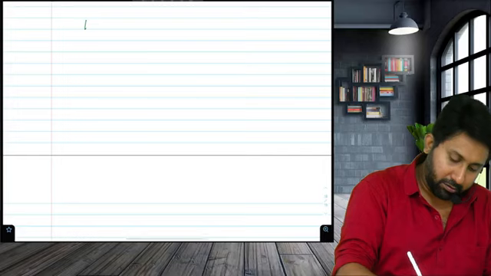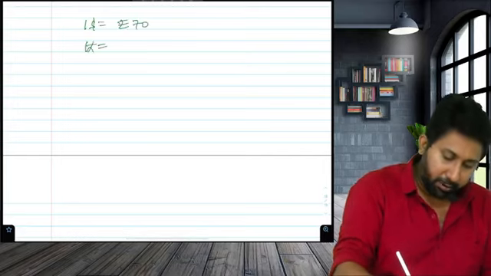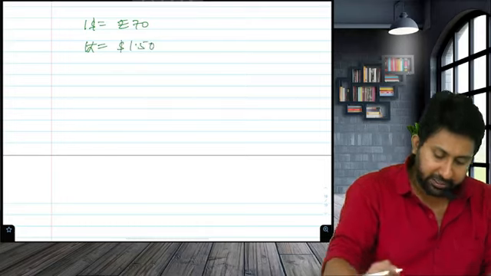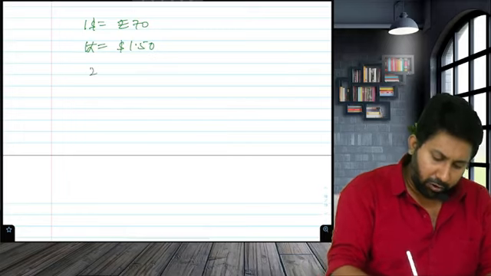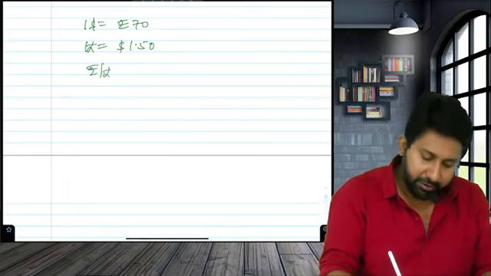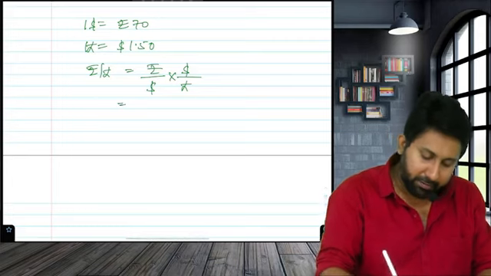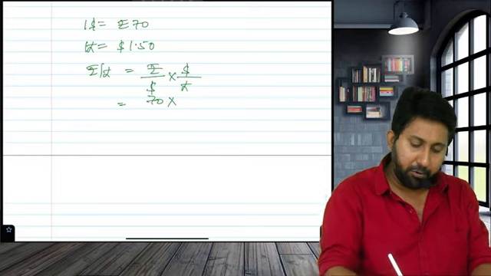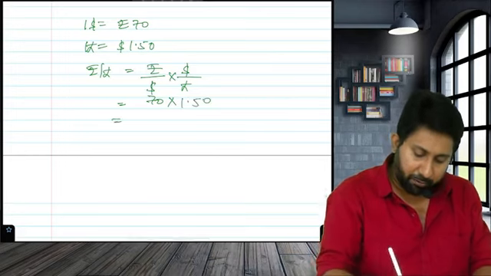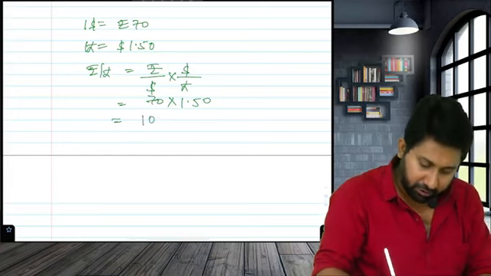For example, $1 equals rupees 70, and 1 pound equals $1.50. Now I want rupee by pound. How will you calculate? Rupee by pound equals rupee by dollar into dollar by pound. Rupee by dollar is 70, into dollar by pound, which is the number of dollars per pound, 1.50. So 70 into 1.5 equals 105.